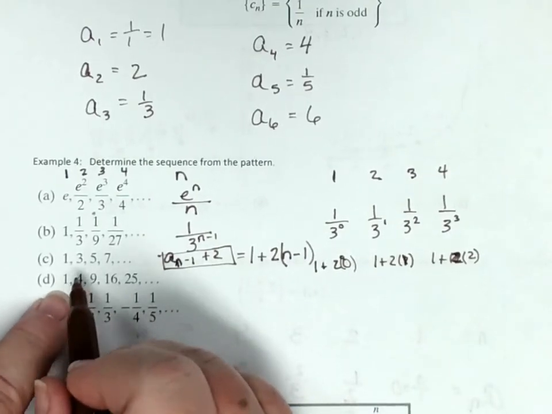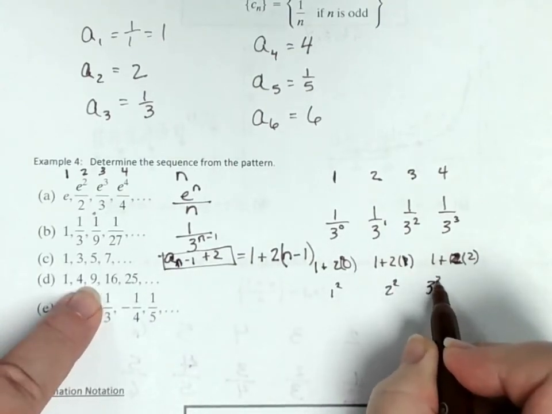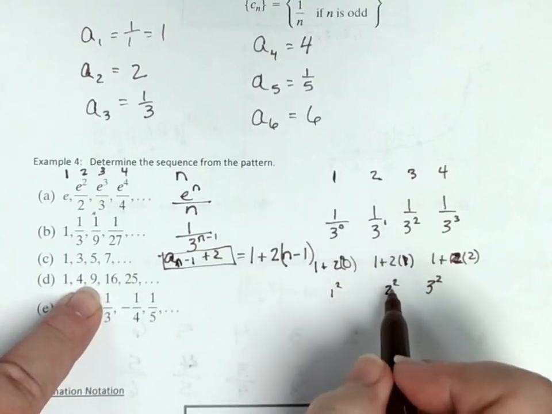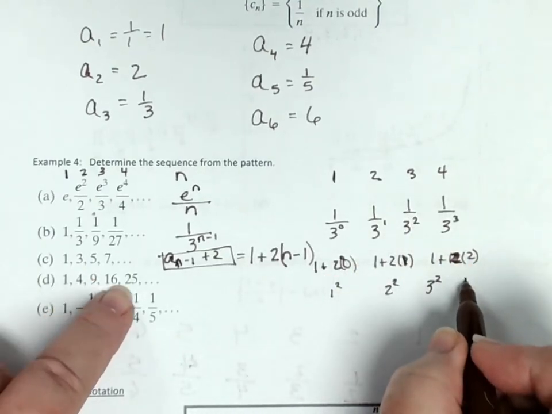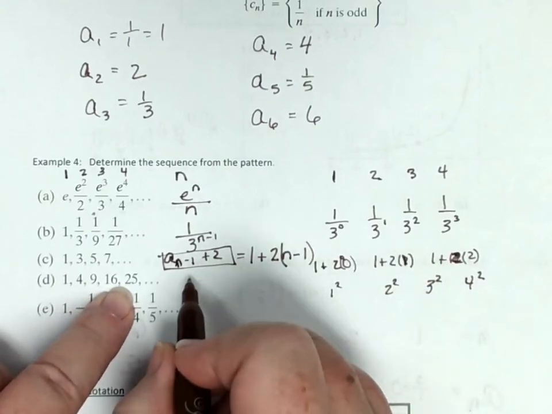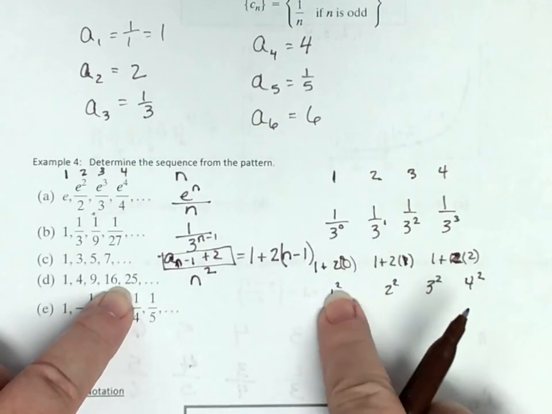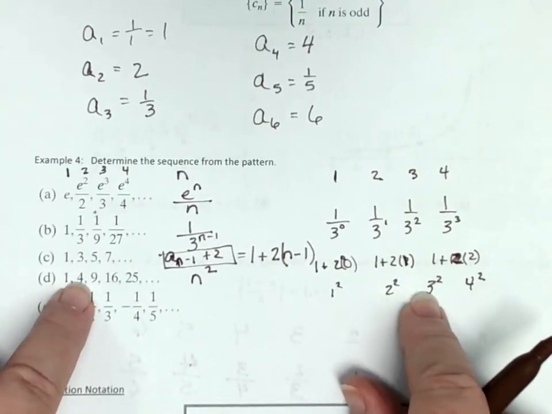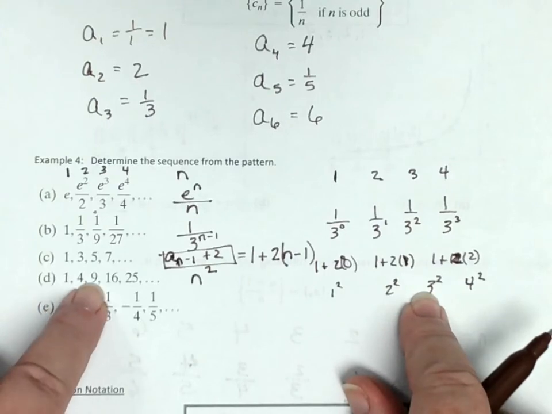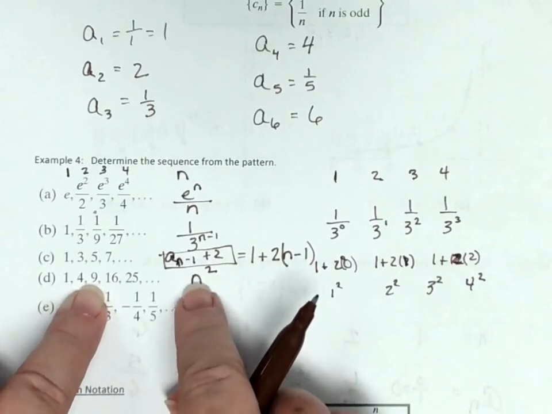Okay? Look at what's happening here. We've got 1 squared, 2 squared, 3 squared in the first position, second position, third position. What do you think this one's going to be? 4 squared. What do you think the nth term is? n squared. First position squared gave us 1. Second position squared gave us 4. Third position squared gave us 9. nth position squared gave us n squared.